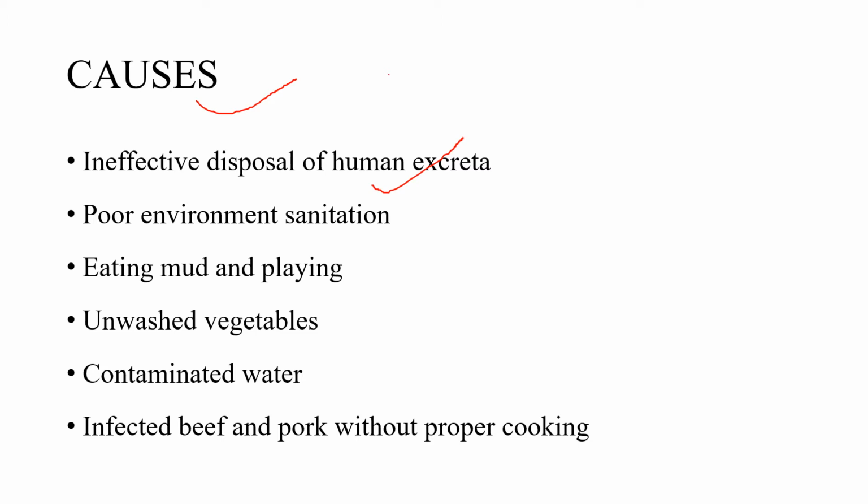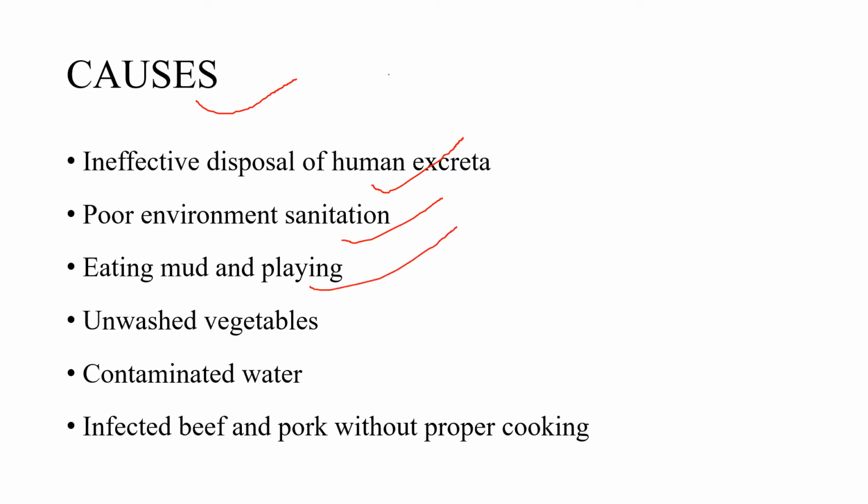Next one is poor environmental sanitation. The surroundings where the child is living should be properly hygienic and clean. If not, the worm may contaminate the hands of the children. Without washing the hands, if the child tries to eat any food or drink water, it may lead the child to develop this worm infestation.